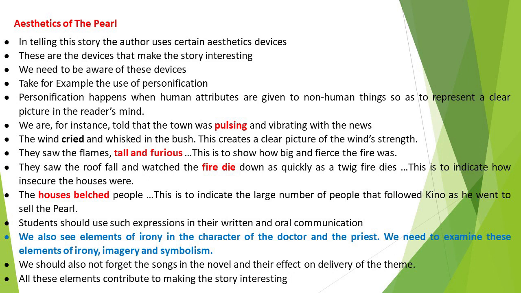On another level, we are told they saw the roof fall and watched the fire die down as quickly as a twig fire dies. This is to indicate how insecure the houses were. We are also told the houses belched people. This is to indicate the large number of people that followed Kcse as he went to sell the pearl. Students should use such expressions in their written and oral communication.